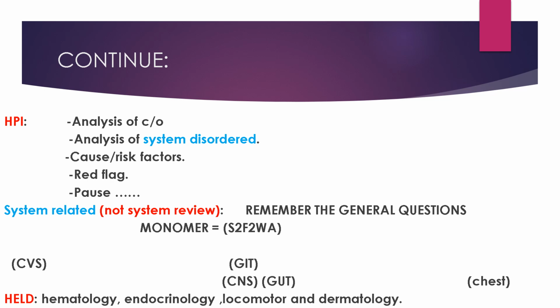So start by the most related system to this complaint or this disorder. And remember always to ask about the general questions, and we will discuss this later on. So what are the systems you are going to ask about? You will be asking about the cardiovascular system, the GIT system, the CNS, the genitourinary, the chest, and also don't forget the hematology, endocrinology, locomotor, and dermatology systems. And I put you one monomer called health, so that you will never forget to ask about them, because sometimes the case or the solution or the differential diagnosis or the true diagnosis is present in those systems.